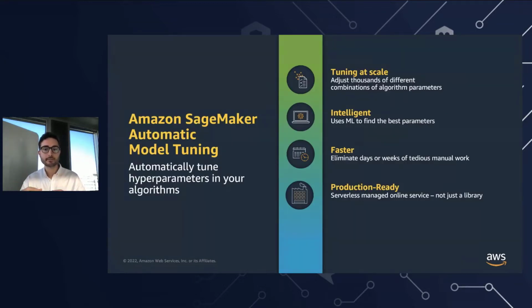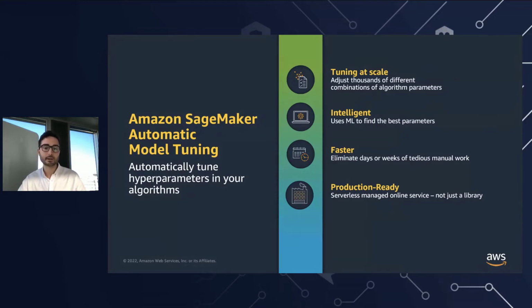Now, all of this smart logic to find hyperparameters efficiently is offered through Amazon SageMaker automatic model tuning, which you can use to automatically tune the hyperparameters of your algorithms, either through random search or also Bayesian search. The advantage of SageMaker automatic model tuning is that you can tune your models at scale. You can adjust and try out up to thousands of different combinations of hyperparameter configurations. It is intelligent because it uses machine learning to find the best hyperparameters.